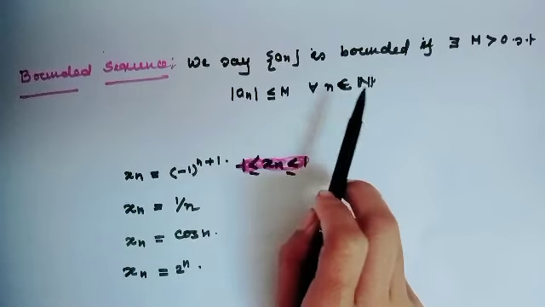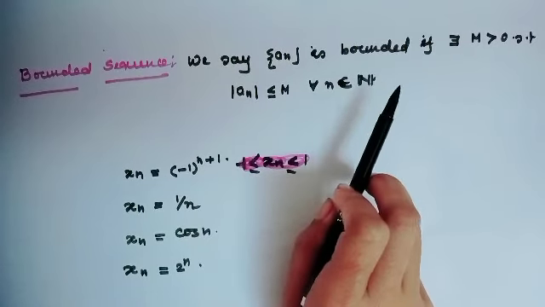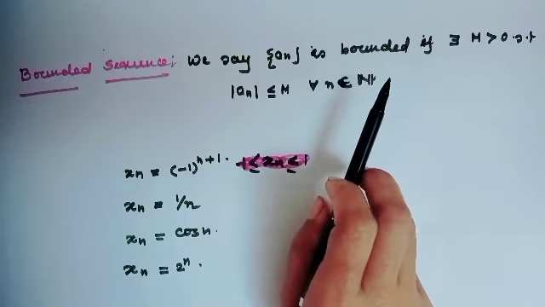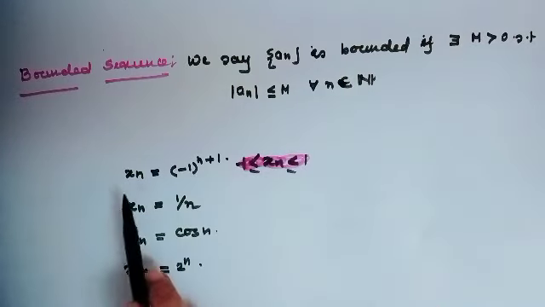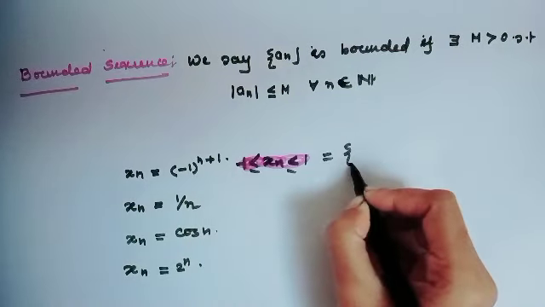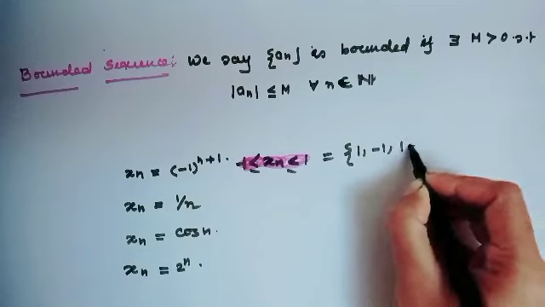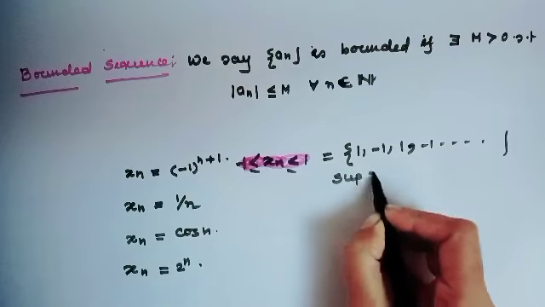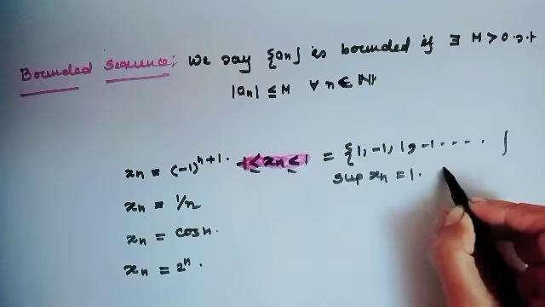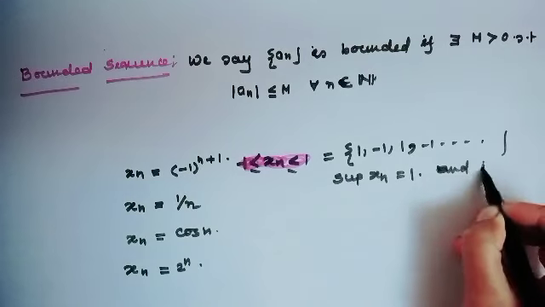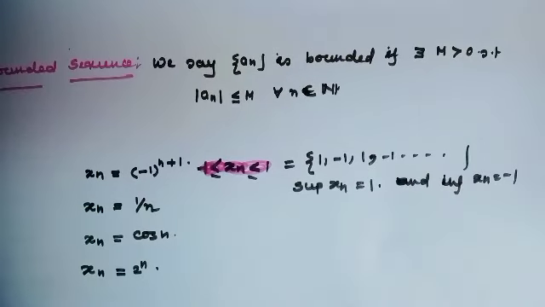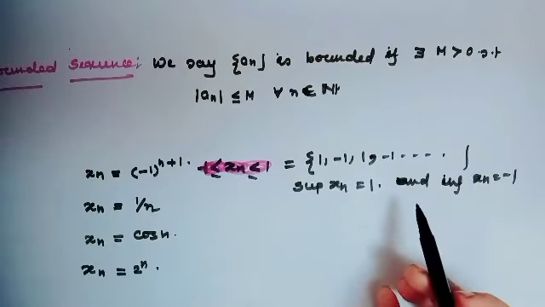That means if the sequence has supremum and infimum, then the sequence must be bounded. Let's notice some sequences which are bounded or not. First example, xn equal to minus 1 to the power n minus 1. This sequence is 1, minus 1, 1, minus 1, and so on. Here the supremum of xn equal to 1 and infimum of xn equal to minus 1. Since the sequence has supremum and infimum both, the sequence is bounded.